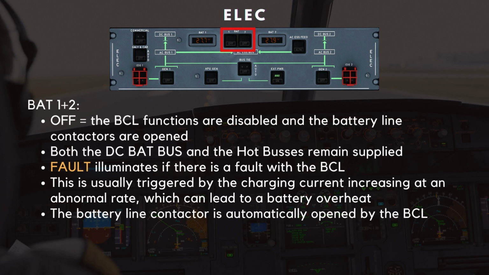When the push buttons are selected off, the battery charge limiter functions are disabled and the battery line contactors are opened. Both the DC BAT bus and the hot buses remain supplied. An amber fault light illuminates if there is a fault with the battery charge limiter. This is usually triggered by the charging current increasing at an abnormal rate, which can lead to a battery overheat. In this case, the battery line contactor is automatically opened by the battery charge limiter.